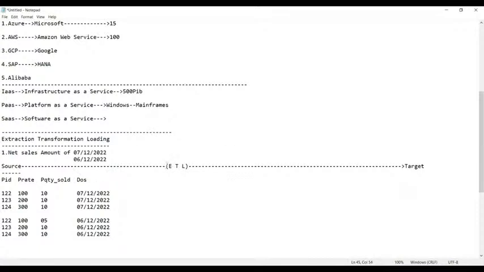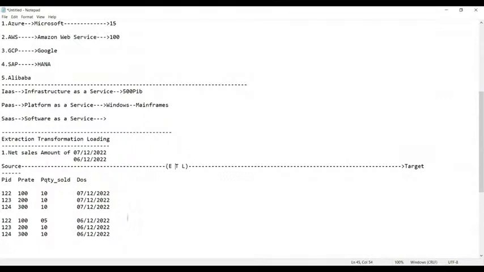How does it work? So now, extraction. What do you mean by extraction? Extraction is the process of pulling in the required data. Extraction is the process of pulling in the required data.